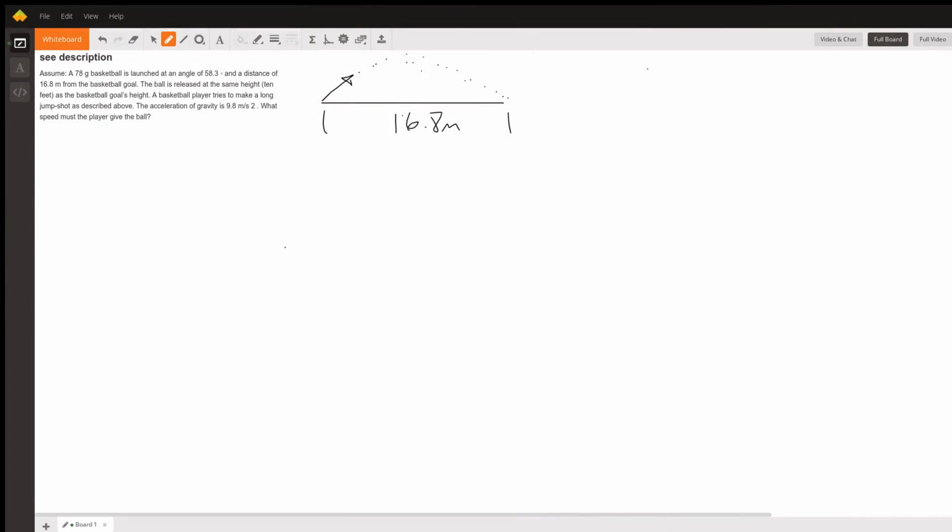So for this problem, you're shooting a ball at 58.3 degrees. So theta equals 58.3. And then it's going to be launched 16.8 meters from the goal. So 16.8 meters is actually the range. And we have a range equation. R is the range, equals V initial squared sine of 2 theta all over G.